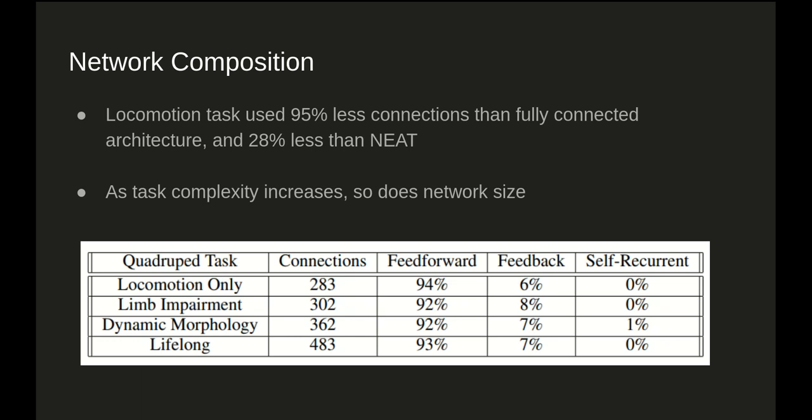As you can see in the table, going from the locomotion only task to the lifelong learning setting almost doubles the total number of connections in the network. And this was relatively consistent with repeated experiments. However, the types of connections, whether it be feed-forward, feedback, or self-recurrent, remain relatively consistent across increases in connections. And descriptions of those, if you're not familiar with what they are, are also in the paper.